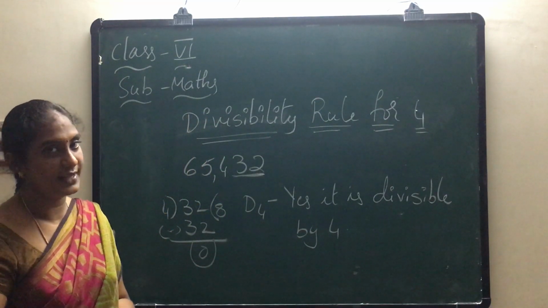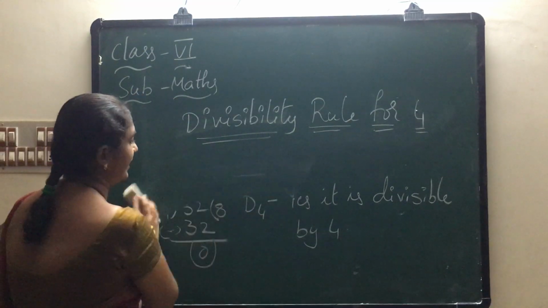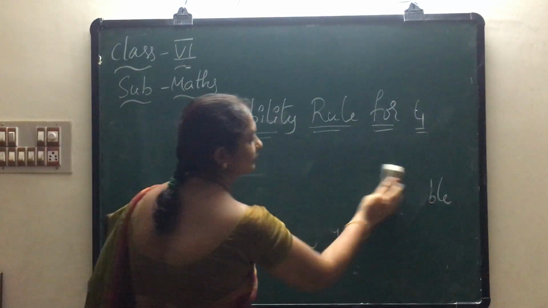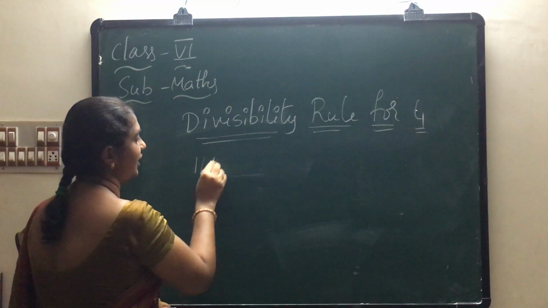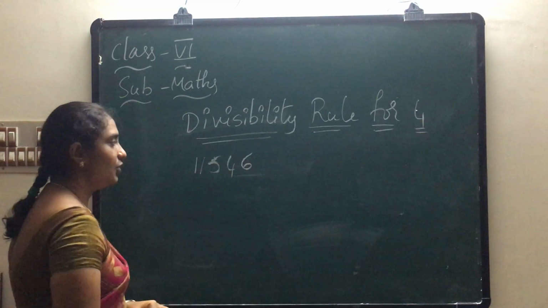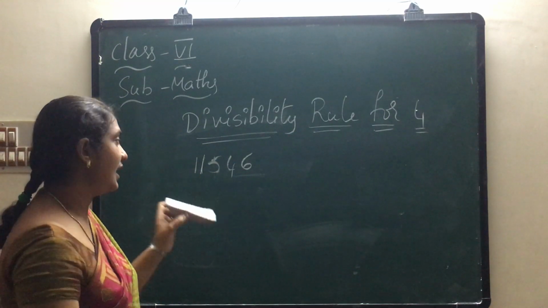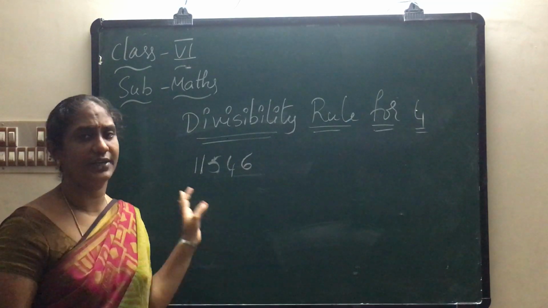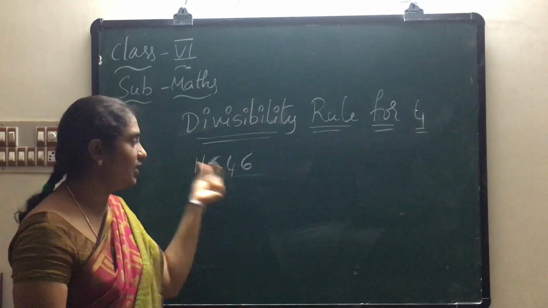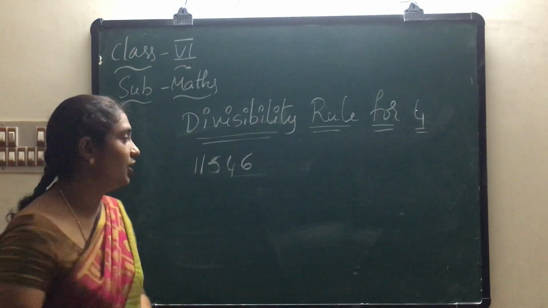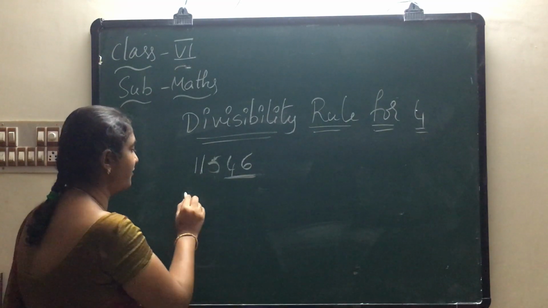Again I am telling one more example for you. Now let us take one more example. 11,546. Okay children? Here I gave only a 5 digit number. If you take a 10 digit number, 20 digit number, any number you can take. But we have to take only the last two digits. What are the last two digits we got here? 46. Now divide by 4.